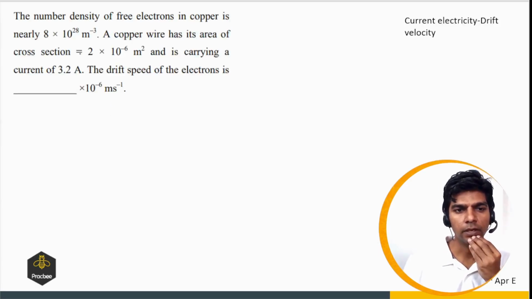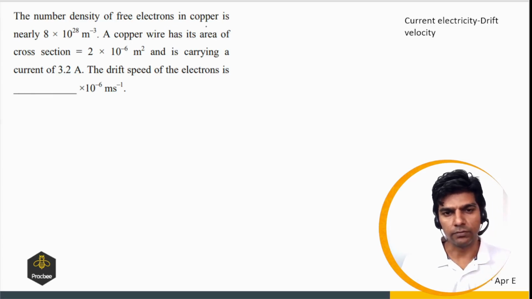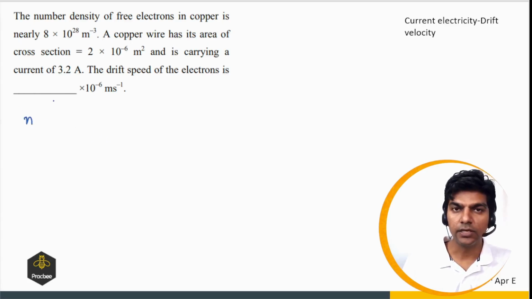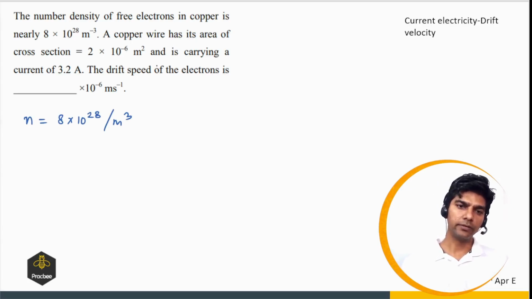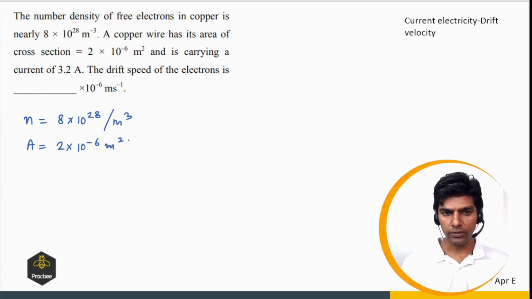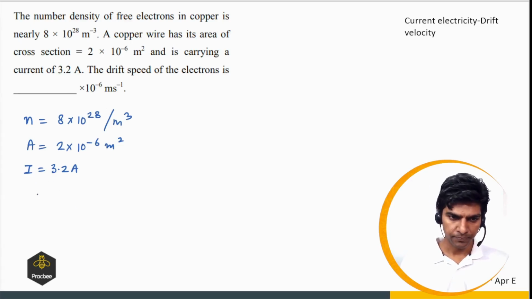So let us see a question. The number density of free electrons in copper is nearly 8 into 10 raised to power 28 per meter cube. Number density is the number of charge carriers per unit volume. A copper wire has its area of cross section 2 into 10 raised to power minus 6 square meter, and is carrying a current of 3.2 ampere. We have to find the drift velocity or drift speed of the electron, in the order of 10 raised to power minus 6.